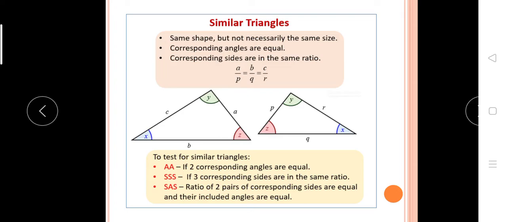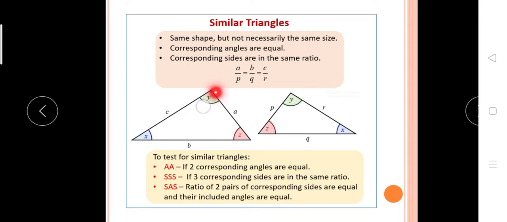Now see here, a similar triangle means it is the same shape but not necessarily the same size. Very important point: the lengths of the sides are not compulsorily the same. The shape should be the same. Why? Because the corresponding angles are equal and the sides are in the same ratio. Means we can say that the sides are in proportion. Same ratio means in proportion.